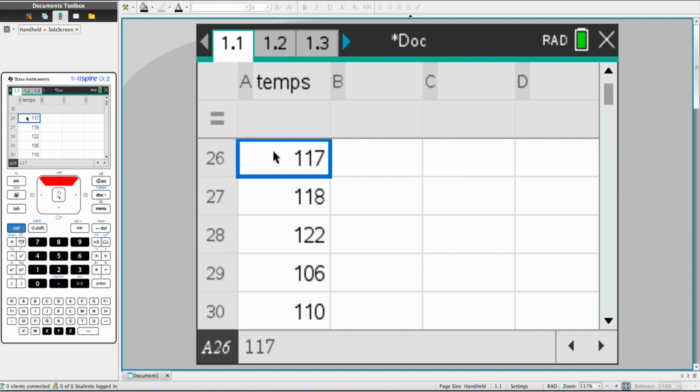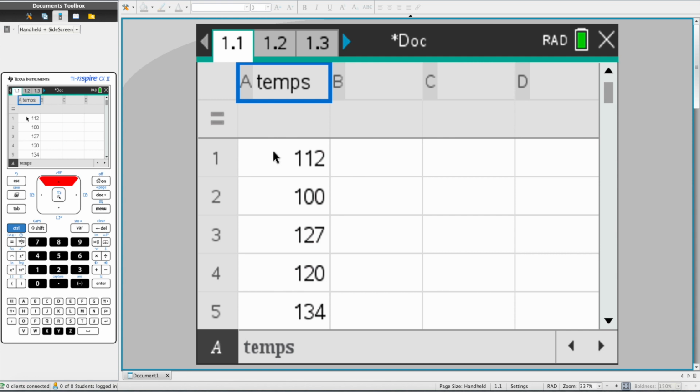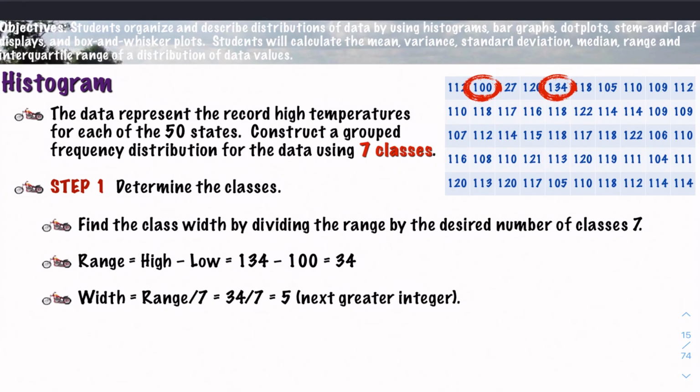Step 1 is determine the classes. So once we have the classes, we need to identify the range. Now there's 2 ways to do this. First off, you can look at the data set that you're given, and you can see the lowest value is 100, and the highest value is 134. So the difference between those two is 34. If you're looking for the width, and we want to say 7 classes, we'll take 34 divided by 7, which is 4.8. We round 4.8 up to 5, because that is the next greatest integer.